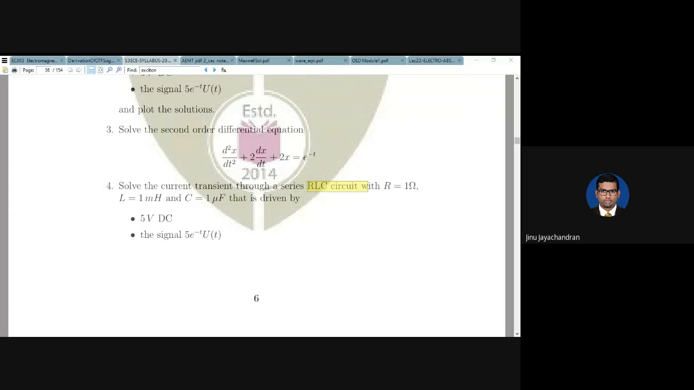I want to know whether you have been taught that, because I saw that Biju Sir put a video of RL transients in your group. So I just want to know whether it is taught. Yes, yes. Okay. So I hope then you know how to generate the differential equation from the RC circuit and RLC circuit.